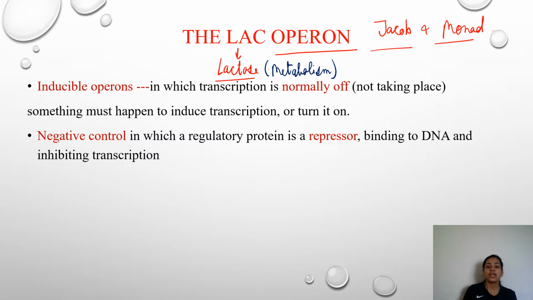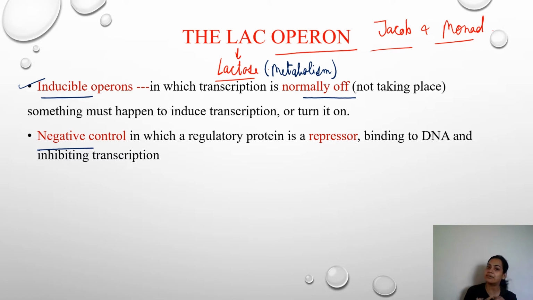Now, there are two important properties that we need to remember about the Lac Operon. It is an inducible operon, and second, it is a negatively controlled operon. First, let us see what an inducible operon is. Inducible operons are operons which are normally off. That means the transcription of the genes in this operon is normally off.